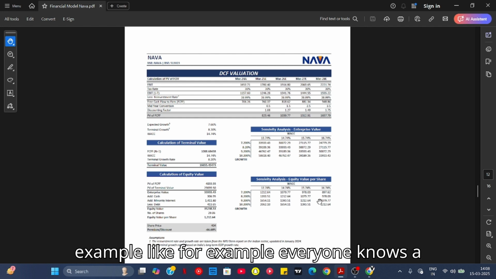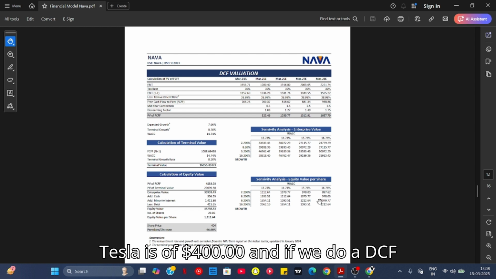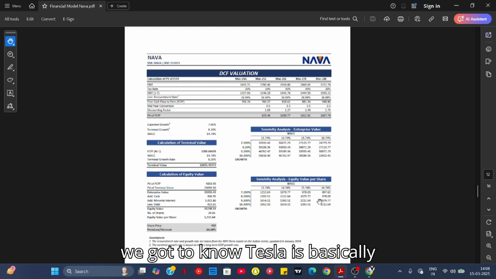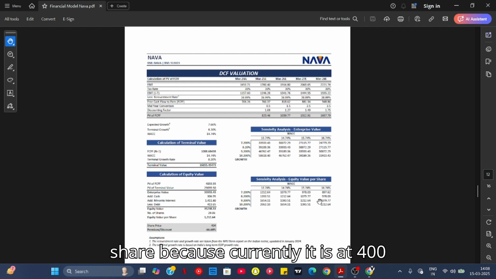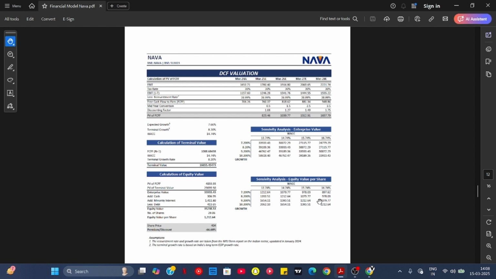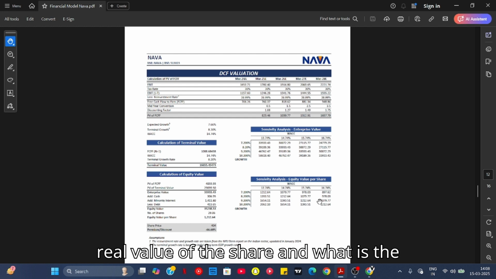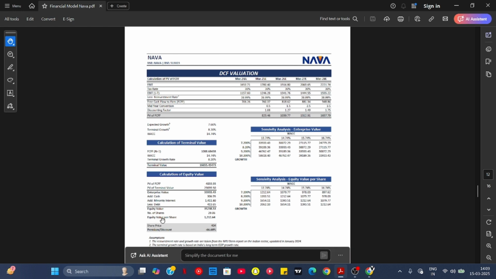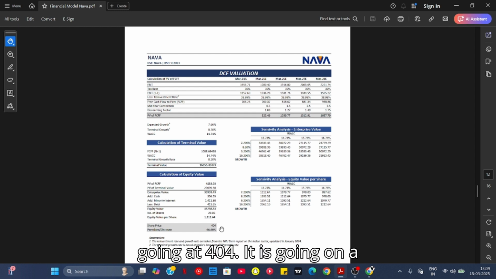For example, everyone knows a company known as Tesla. If Tesla is at $400, and we do a DCF valuation on that company and we get to know it's actually a $600 valuation, we know that Tesla is comparatively undervalued, because currently it is at 400, and it should be at $600. So basically this is the power of DCF valuation. We get to know the real value of the share and the market value of the share. Here I have done a DCF valuation where, according to our price, it is coming to 1200 rupees, but the actual share price is 404. It is going at a discount price for now.